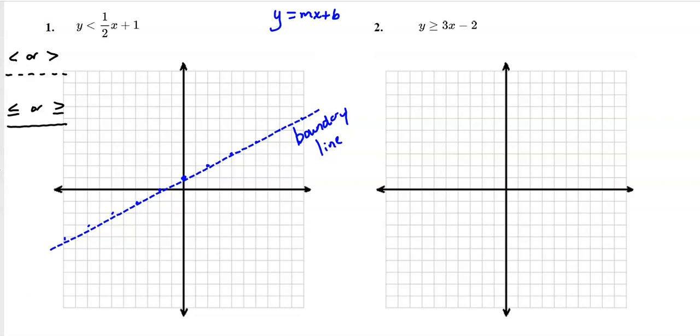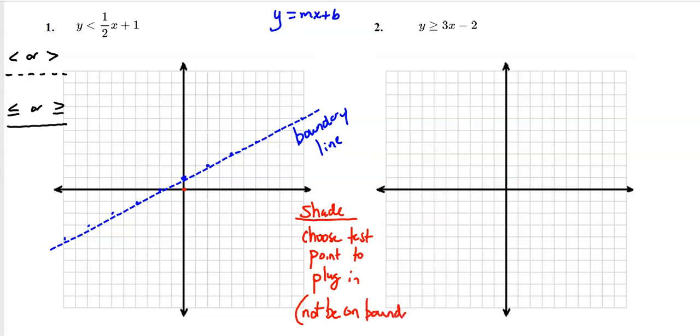Now, how do you know which side to shade? That's my big question now. Which way do I shade? Well, the traditional way is, when you shade, you choose a test point to plug in. Now, the best test point to pick is 0, 0 if you can. So I'm going to choose my test point 0, 0. One other thing, it cannot be on the boundary. You don't want to pick something on the boundary line because we already know right now it's not going to work because this is a dotted line. So pick a point not on the boundary line. If 0, 0 is available, choose it.